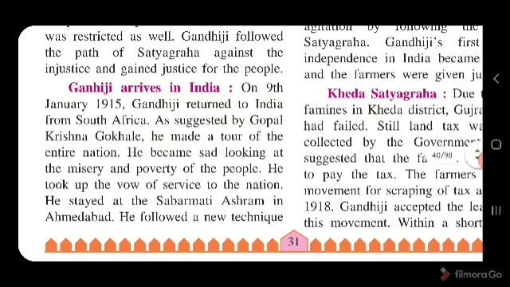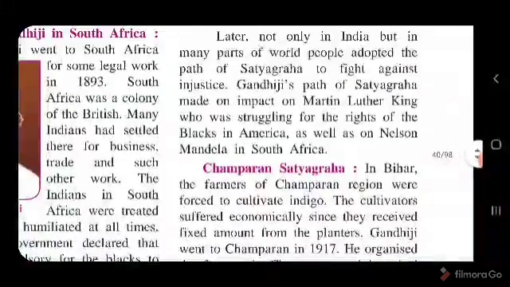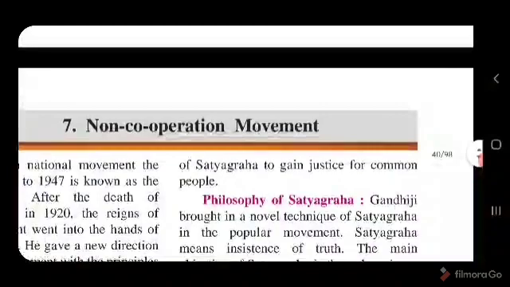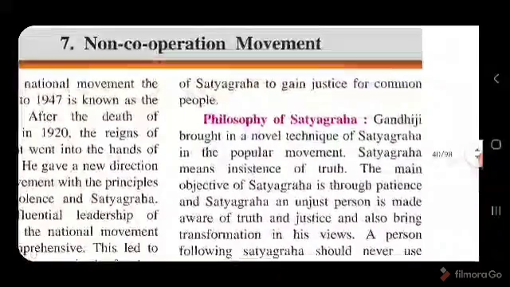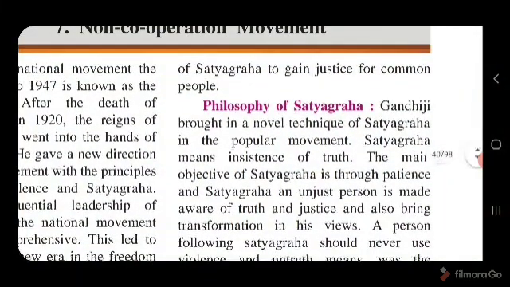He traveled all over the nation, and what Mahatma Gandhi saw was the misery and poverty of the people. He was very sad. He stayed at Sabarmati Ashram in Ahmedabad. You know very well where Mahatma Gandhi lived, that is the Sabarmati Ashram in Ahmedabad. He followed a new technique of Satyagraha to gain justice for common people.